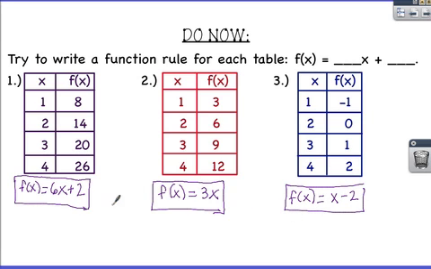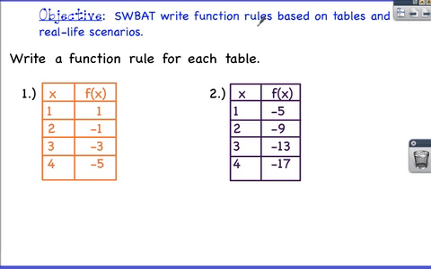The key idea for the function rule is that this rule works for all of the ordered pairs given and all of the ordered pairs that will be on that line. Now for the do now, you may have used guess and check in order to figure out a function rule. But I'm going to show you a strategy that may be helpful so that you don't have to take as much time doing guess and check.